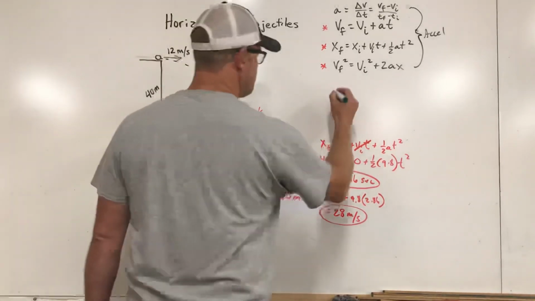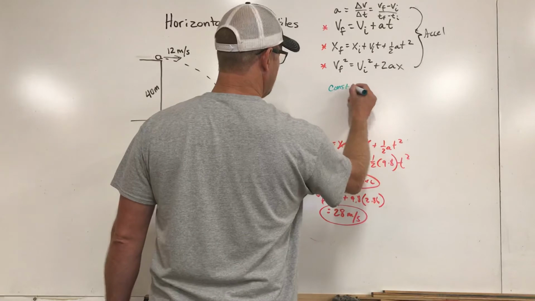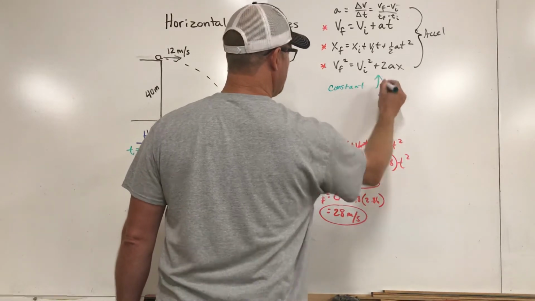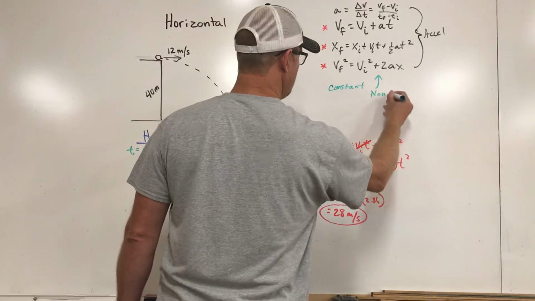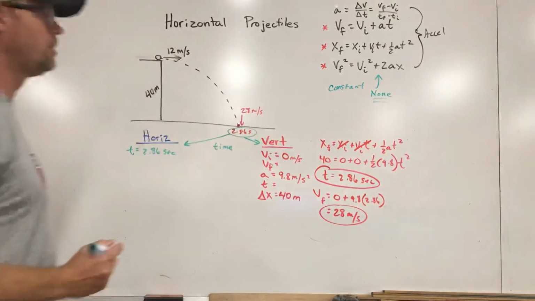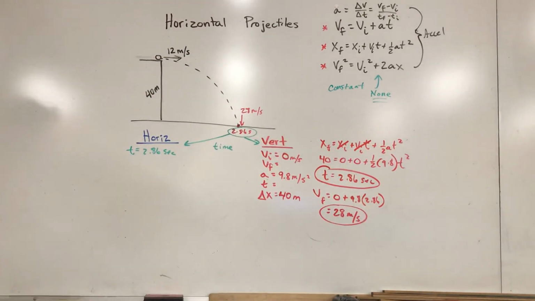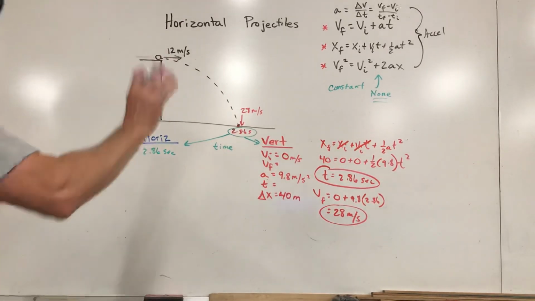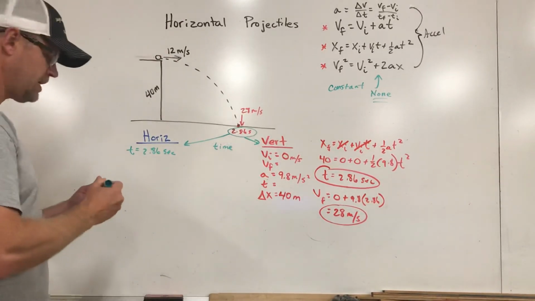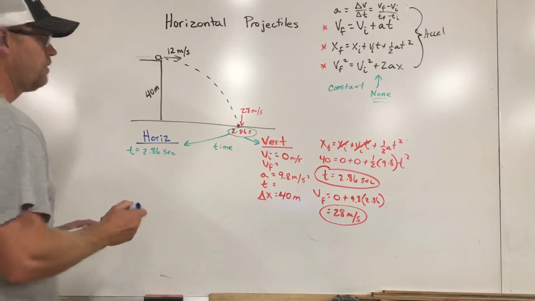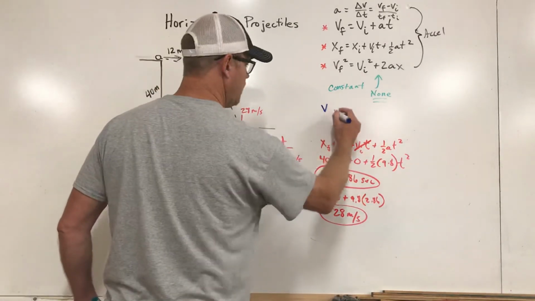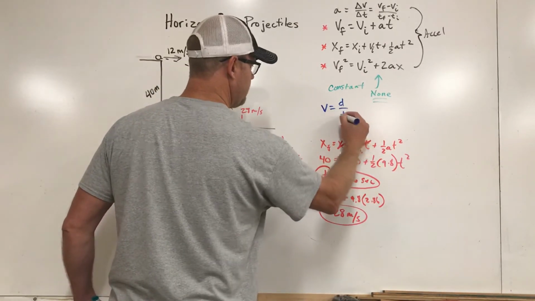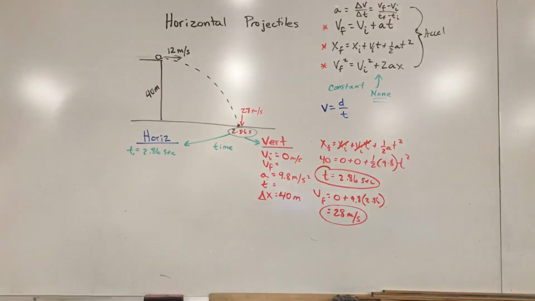If it's staying constant, then we do not use any of those equations. None of those apply. Those are all applied for constant acceleration situations, where it's speeding up at a rate or slowing down at a rate. It's not happening, so we're not going to use any of those. We're going to go back to our basic definition of velocity. Constant velocity, that is distance divided by time. That's the change in distance divided by the change in time.